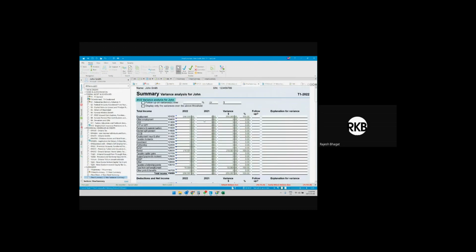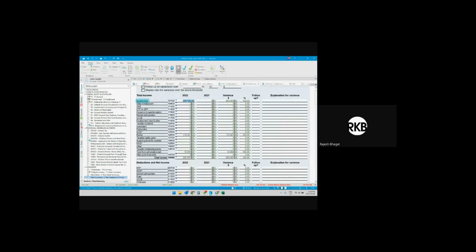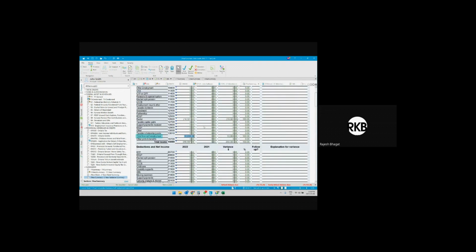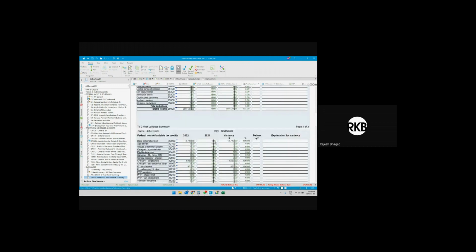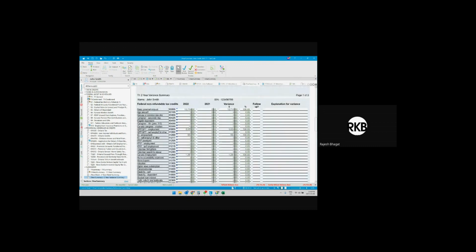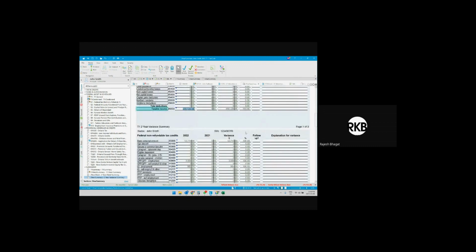When you come to the T1 summary, his employment income is $250,000, rental income minus $10,000, self-employment income $10,908, and total gross income is $250,000. He does not have items to deduct except the CPP. So his taxable income is almost the same, $250,000.